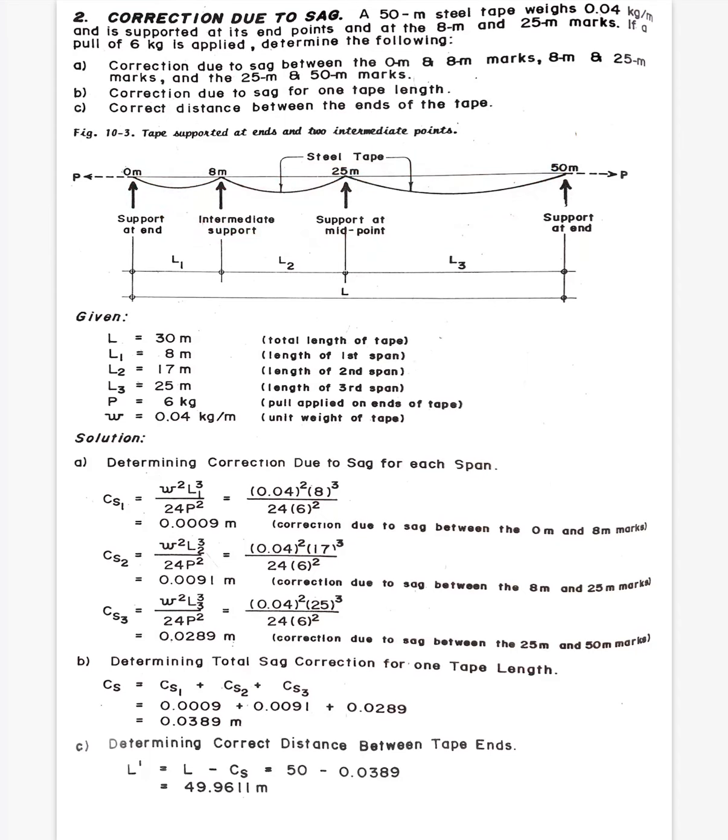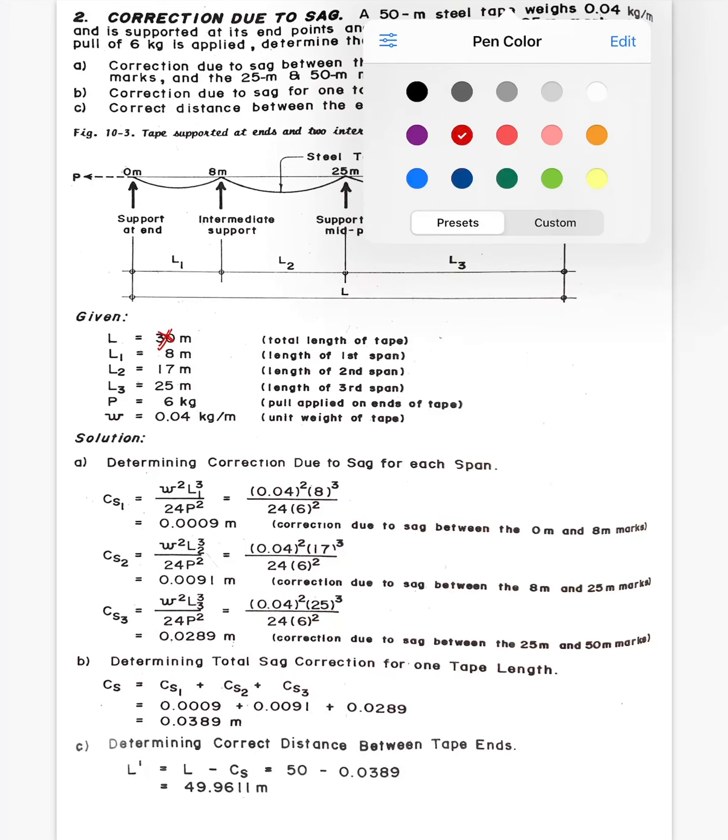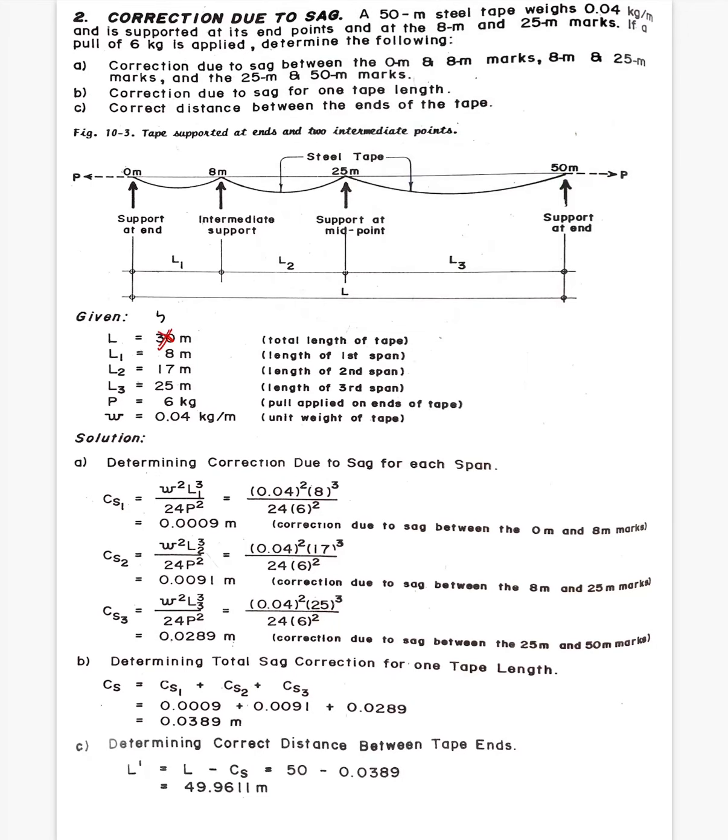Okay? So for the given, you have L equal to 50. So by the way, this is not 30. This is 50. Okay? 50 meters. So that is the total length of the tape, as shown in the problem.